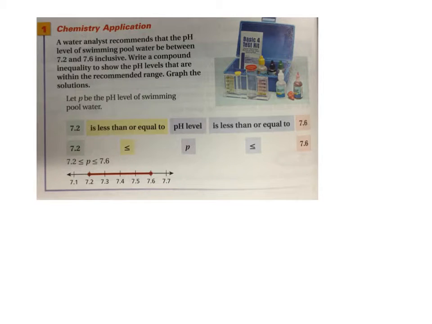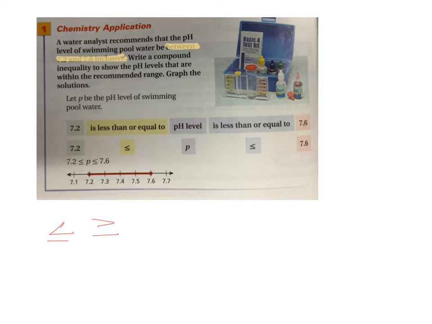Okay, for this word problem, there are some key words that we need to be careful of when using compound inequalities. This word problem says a water analyst recommends that the pH level of swimming pool water be between 7.2 and 7.6 inclusive. Between and inclusive means it's actually going to include those numbers. So that gives us a hint that we're going to need greater than or equal to and less than or equal to.